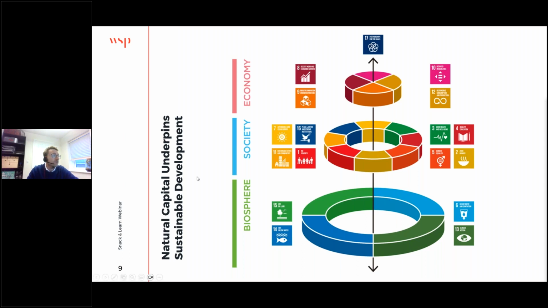So natural capital, which is very much in the biosphere element of this diagram, is essential for enabling all the other sustainable development goals as well. So it's very much a basis and the foundation of the sustainable development goals.